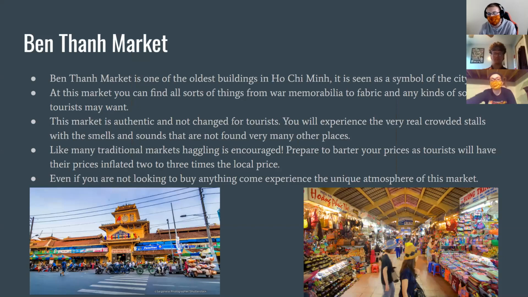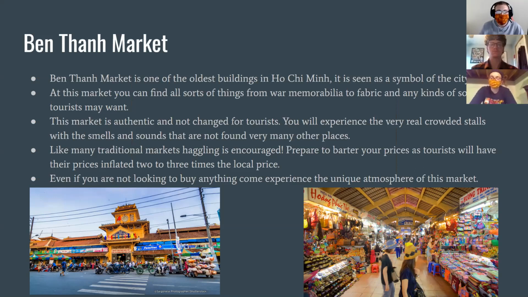A site that's in downtown Ho Chi Minh City, the central area, is the Ben Thanh Market. It's one of the oldest surviving buildings in Ho Chi Minh City. It's a symbol of the city and kind of the heart of the markets that Sydney was talking about. This is the biggest and most well-known one. You can find literally anything in this market, from war memorabilia to fabric and any tourist item you may need. This market is used by locals and tourists alike.